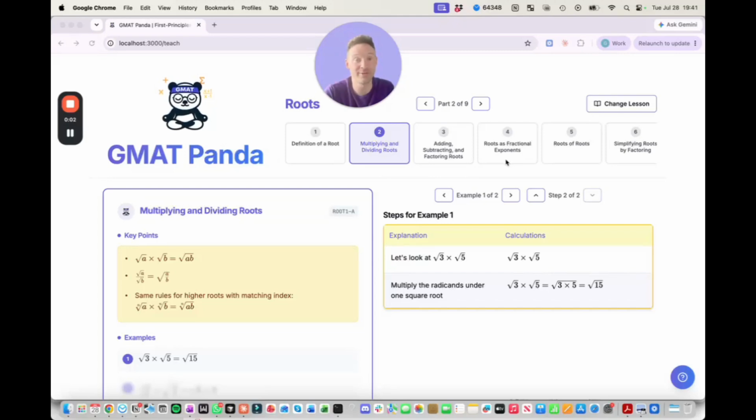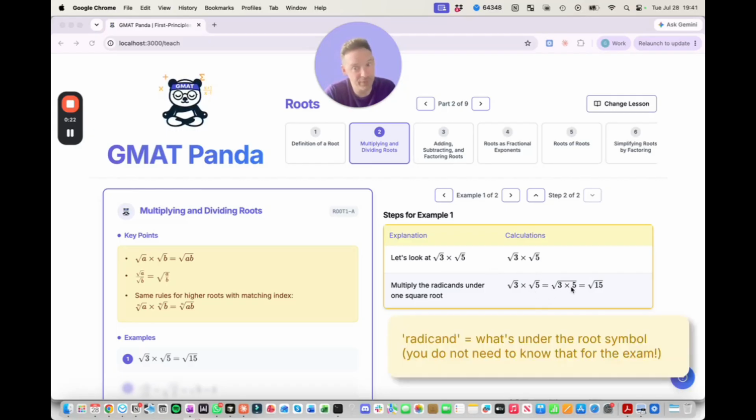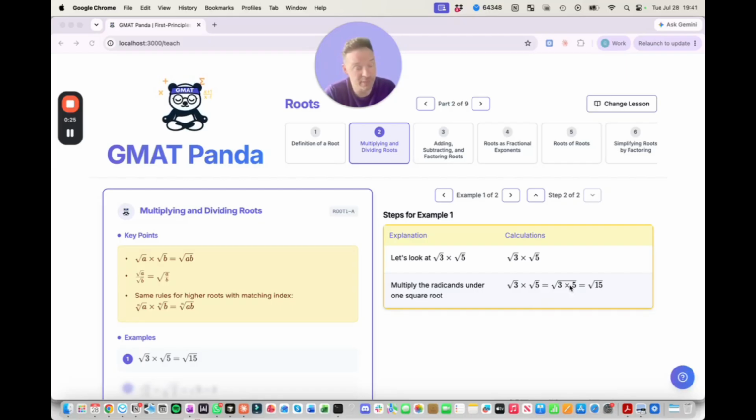Now let's look at how we can multiply or divide these roots together. So let's start with an example. Let's say that we're multiplying square root of 3 by square root of 5. Now, what we can actually do is combine the 3 and the 5 together under the same root. So we can write that as square root of 3 times 5. And that 3 times 5, we can then multiply and get 15. So square root of 3 times square root of 5 is the same as square root of 15.